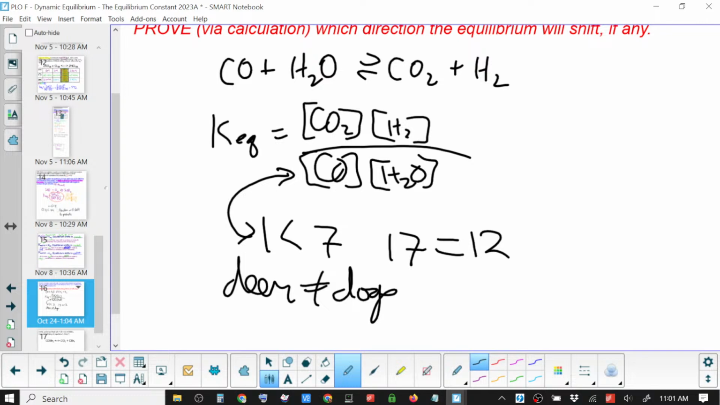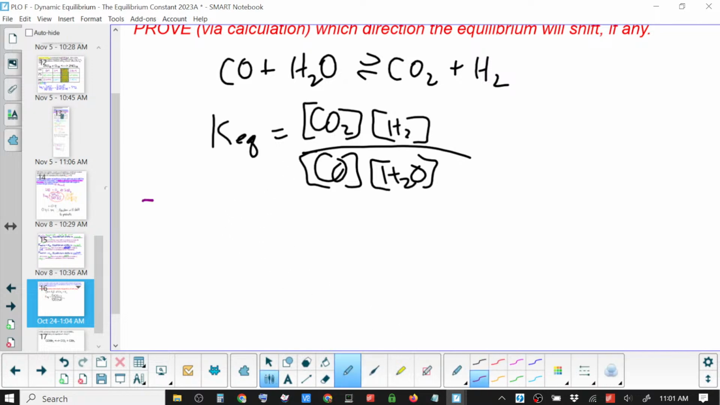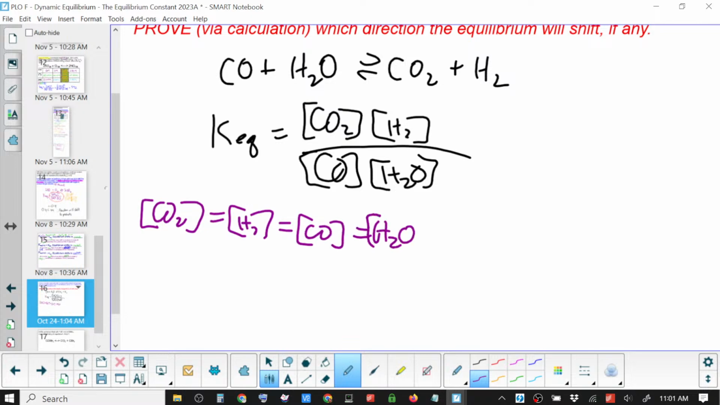Thank you. You need to connect these things. If you make a statement, it must easily follow from the first one. Now, knowing that they're all the same, you can at one point just say that the concentration of CO2 equals the concentration of H2 equals the concentration of CO equals the concentration of H2O. And then you could say let the concentration of CO2 equal 1.0 moles per liter. And you're just going to solve it using actual numbers.